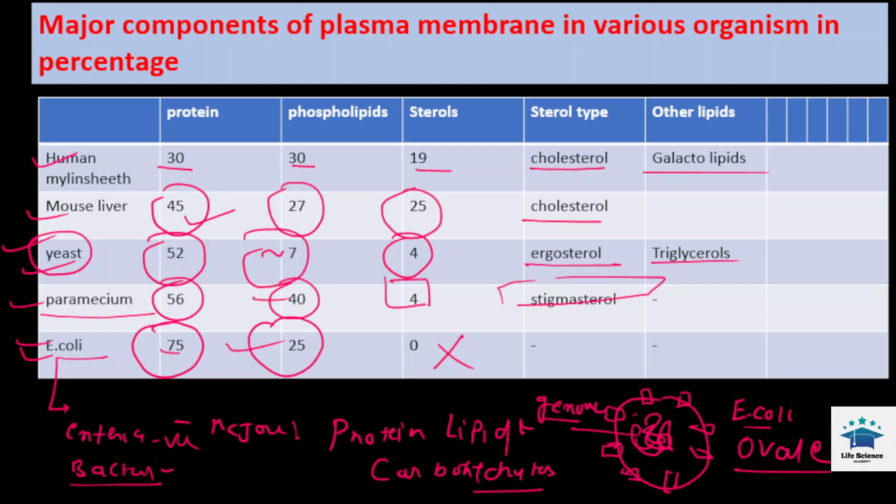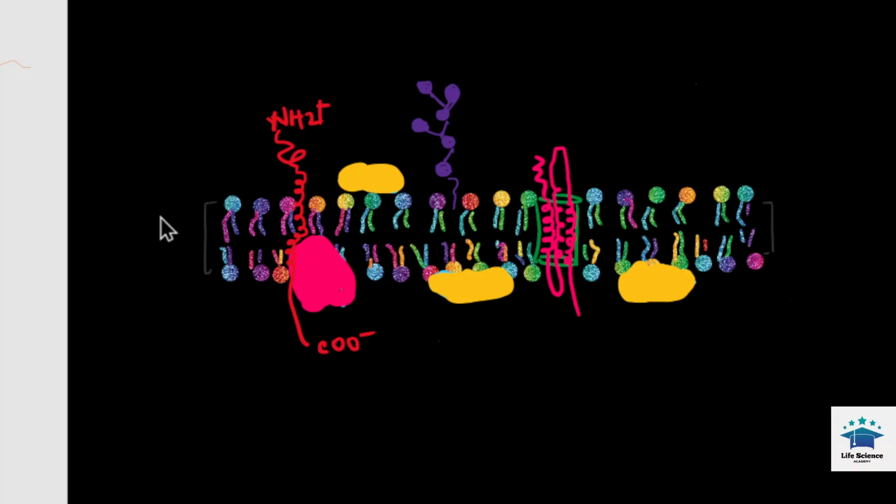So here we have a typical representation of what? The plasma membrane. This is the fluid mosaic model. This is the fluid mosaic model of the plasma membrane. If we want to represent the fluid plasma membrane, we have the mosaic model, so we have the fluid mosaic model.